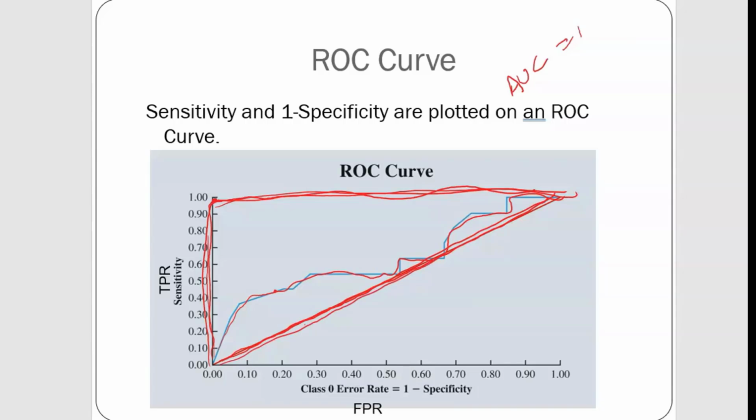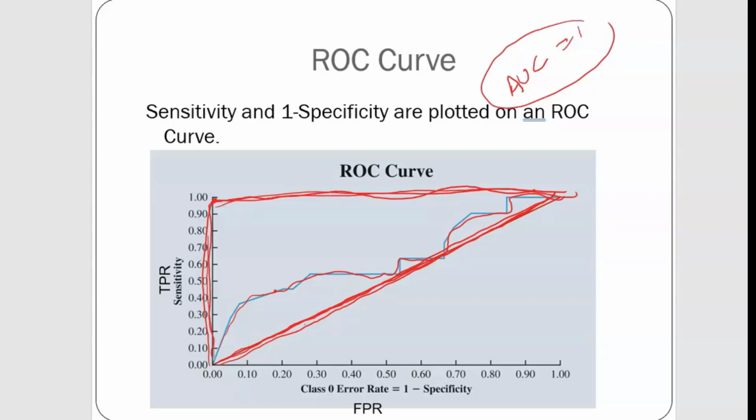The naive model would have an area under the curve equal to 0.5. And any model that does worse than naive rule would have an AUC less than 0.5. So this area under the curve is a very good metric to look at the accuracy of a classifier.